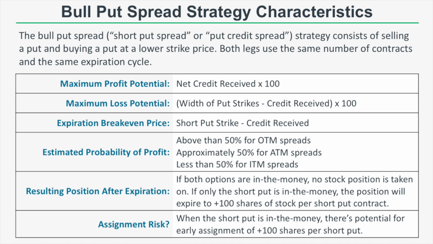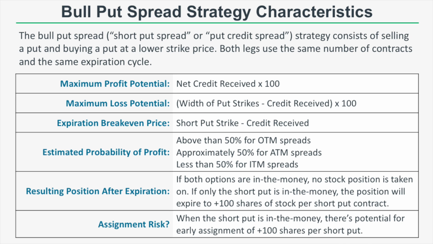Now, after expiration, you may have a resulting position if the spread expires in the money. If both options are in the money, so if the short put and the long put are in the money, no stock position is taken after expiration because the exercise and assignment of the short put and the long put offset each other, and the spread just essentially settles to its final value. However, if only the short put is in the money, you will be assigned on that short put if you hold it through expiration, and that short put will expire to plus 100 shares of stock per short put contract.